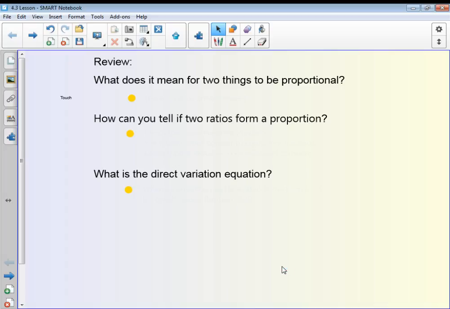Okay, in this lesson, we are going to review graphing proportional relationships. Within this lesson, we're also going to review direct variation. So what does it mean for two things to be proportional? Let's review from last year.